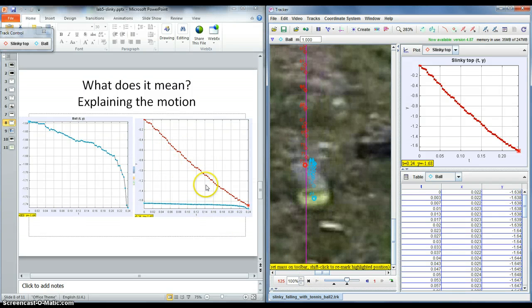This second graph allows us to compare the position of the top of the slinky in red and the ball at the bottom of the slinky in blue. We can see that the top of the slinky falls very quickly and the effect of drag seems negligible. We can also see that the ball remains pretty much in the same position until the top of the slinky reaches it.